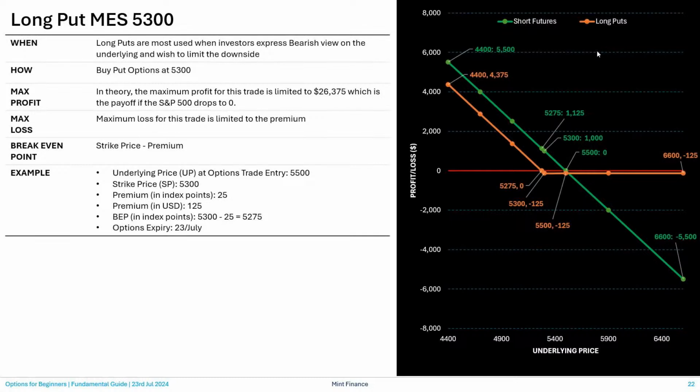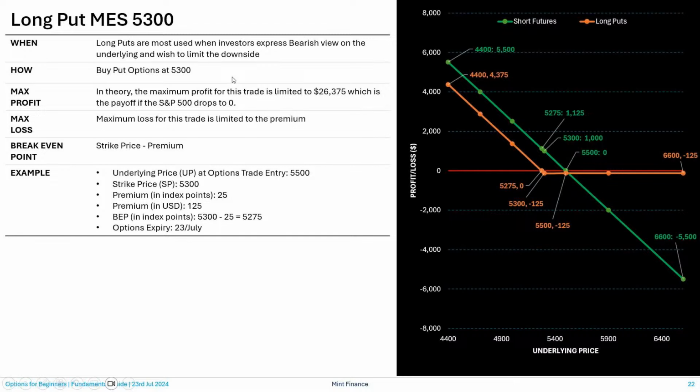This is very similar again to what Sri has already run through, so I won't focus on this too much. Just describing the characteristics of the option: we essentially buy a put option at 5,300 to express the view that the S&P 500 is going to be falling. At the same time, we want to limit the downside for this position.